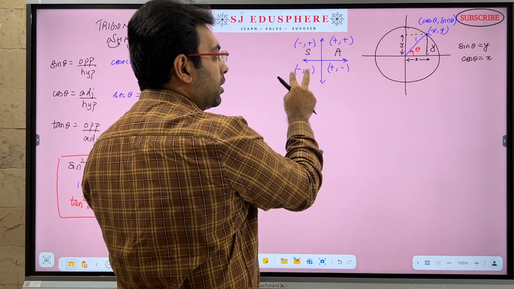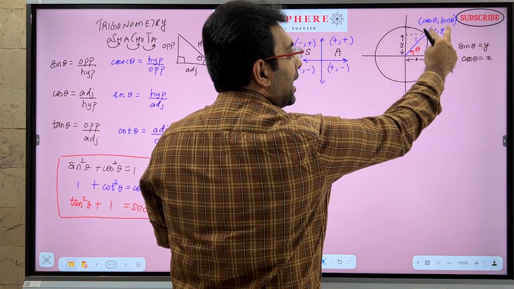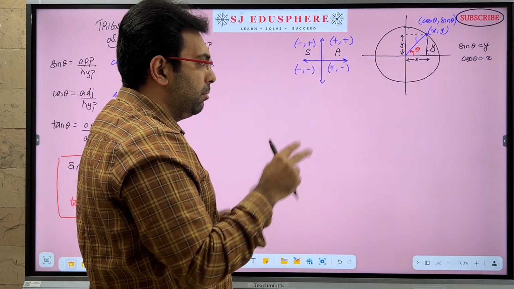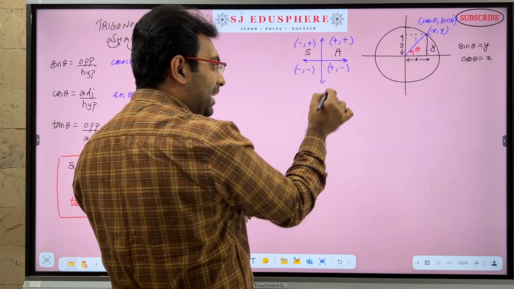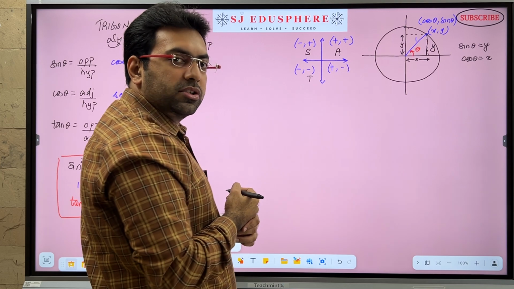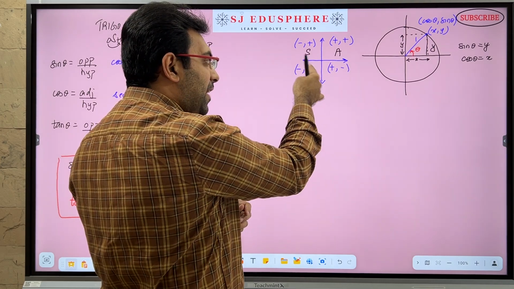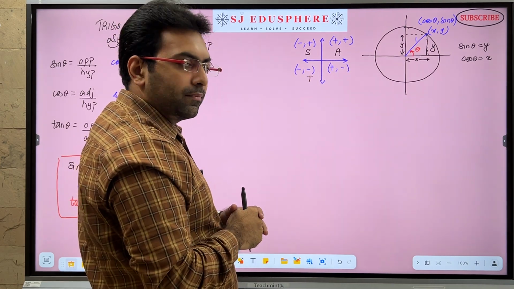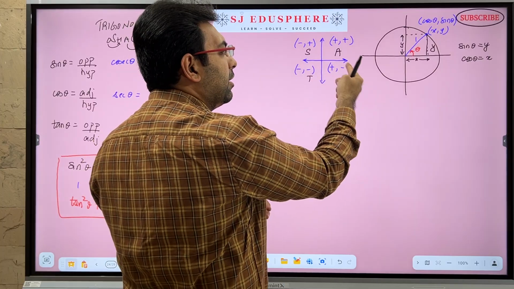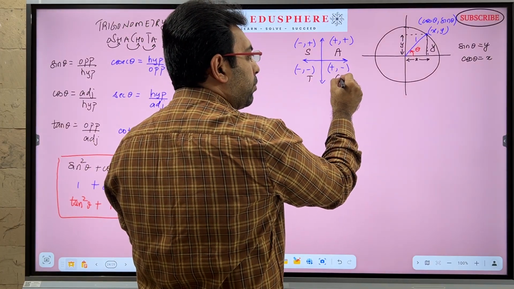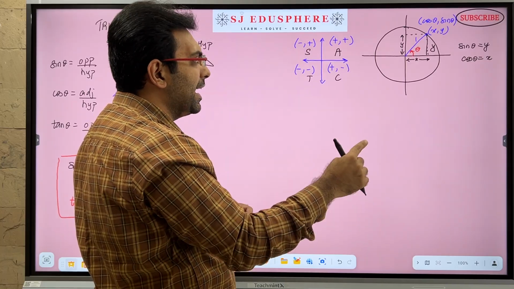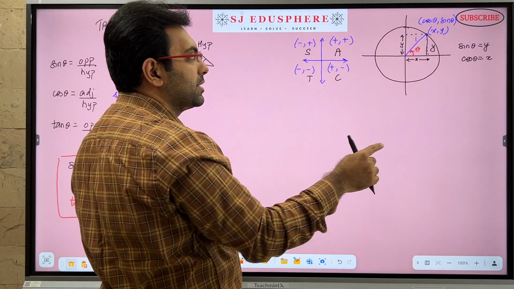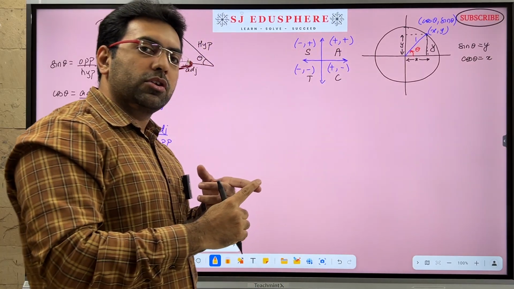In the third quadrant, x and y both are negative, meaning cos and sine both are negative. So cos upon sine being negative, tan will become positive, and its family cot will also be positive. Similarly, in the fourth quadrant, cos is positive and its family sec is positive. And hence, my quadrant rule says in the first, all are positive.